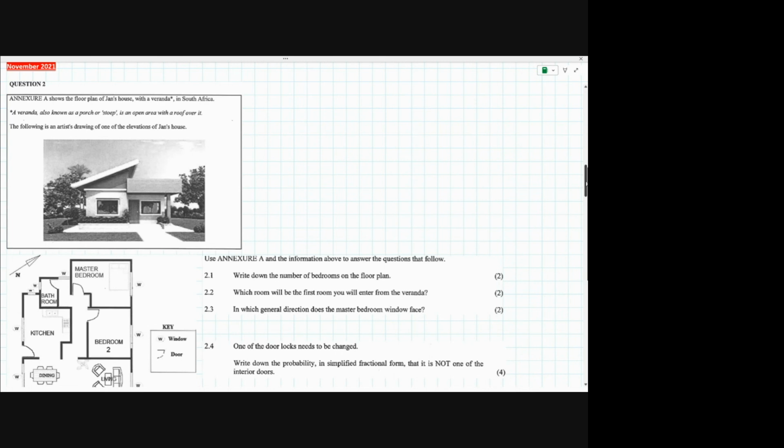The following is an artist's drawing of one of the elevations of Jan's house, and then Annexure A has the floor plan. Remember, you get floor plans and you get elevation plans. Elevation plans give us a side view. What's nice is that these elevation plans show us the height of our structure, whereas a floor plan only gives us 2D dimensions, the length and breadth of a room, but doesn't tell us how tall the structure will be. This is why an elevation plan is very useful for us.